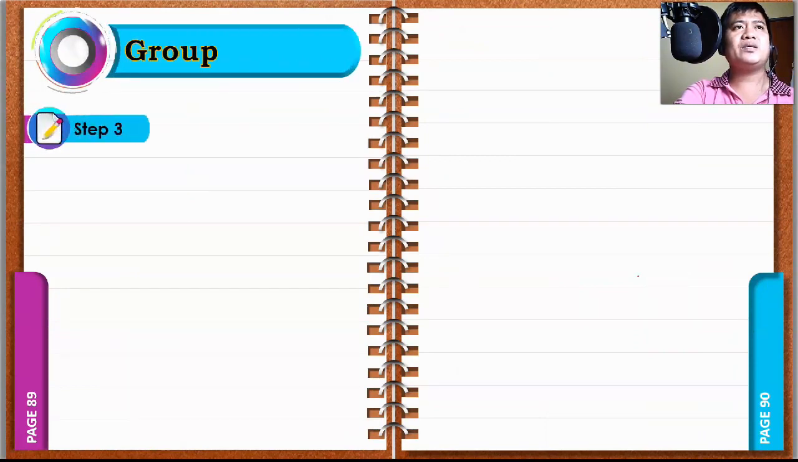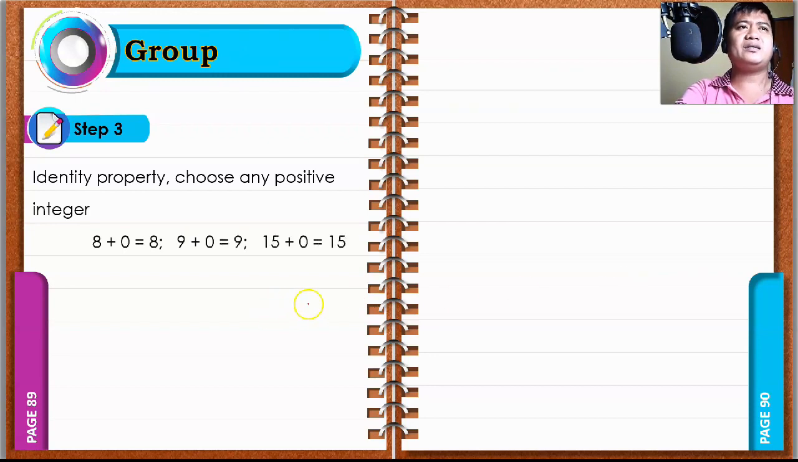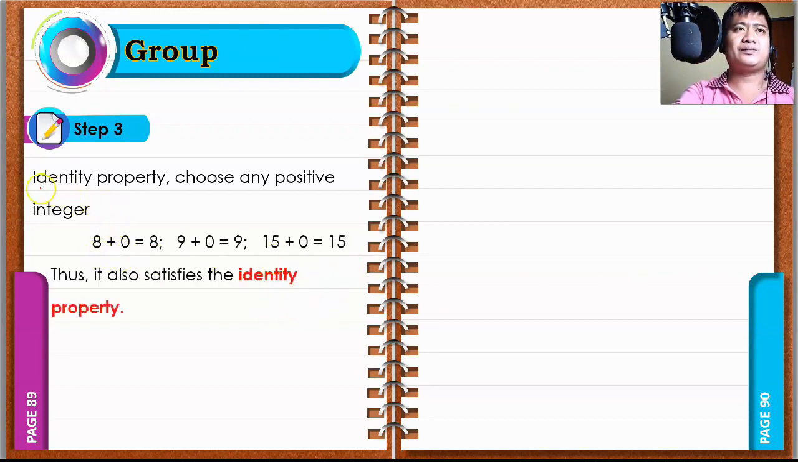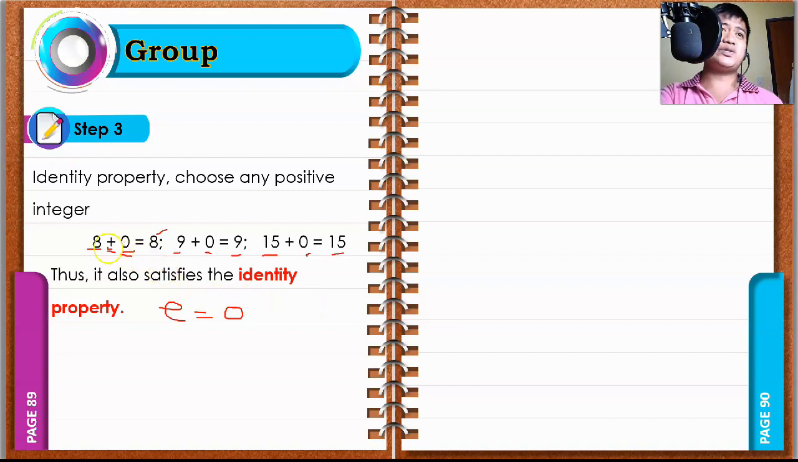Step 3: we need to identify the identity element. For the identity property, we choose any non-negative integer. Since this is addition, we add 0 so that the result is the same number. If our example is 9, we add 0 and the result is 9. 15 plus 0, the result is 15. So it also satisfies the identity property, and the identity element e is equivalent to 0. The identity element in addition of non-negative integers is 0.